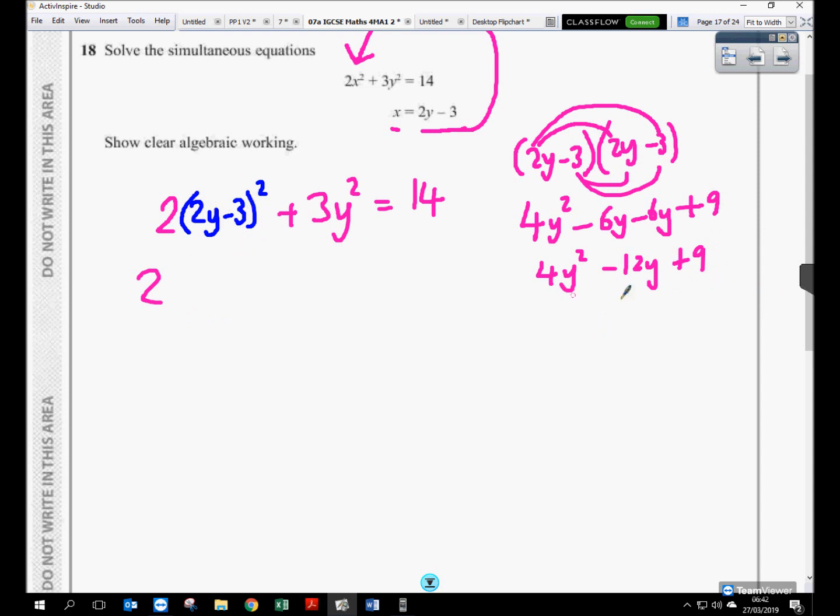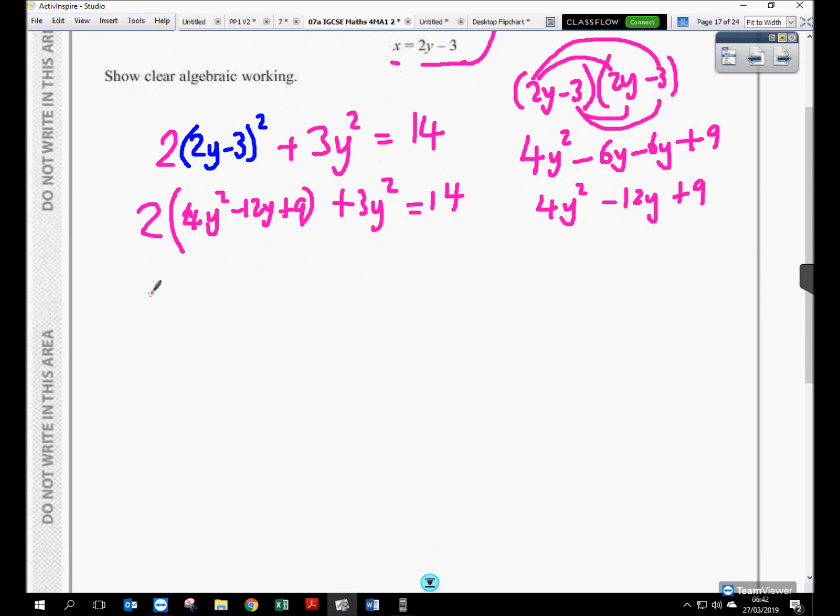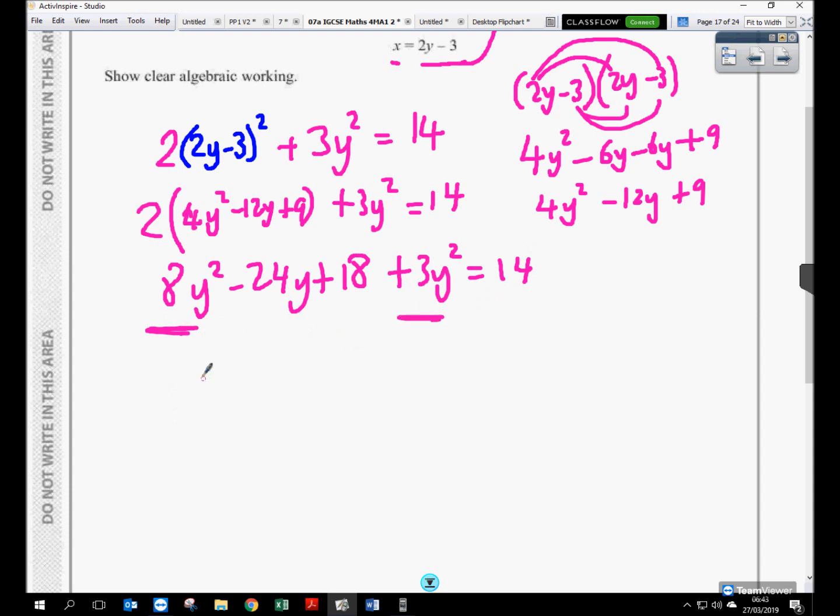Okay, so we have 2 times this. Let's write it back. 2 times 4y squared minus 12y plus 9. And then just copy the bits above with plus 3y squared equals 14. Okay, now let's times this bracket by 2. So we have 8y squared minus 24y plus 18 plus 3y squared equals 14. Right, now I can do some simplifying now. I have an 8y squared plus a 3y squared, which results in an 11y squared. There's a minus 24y there.